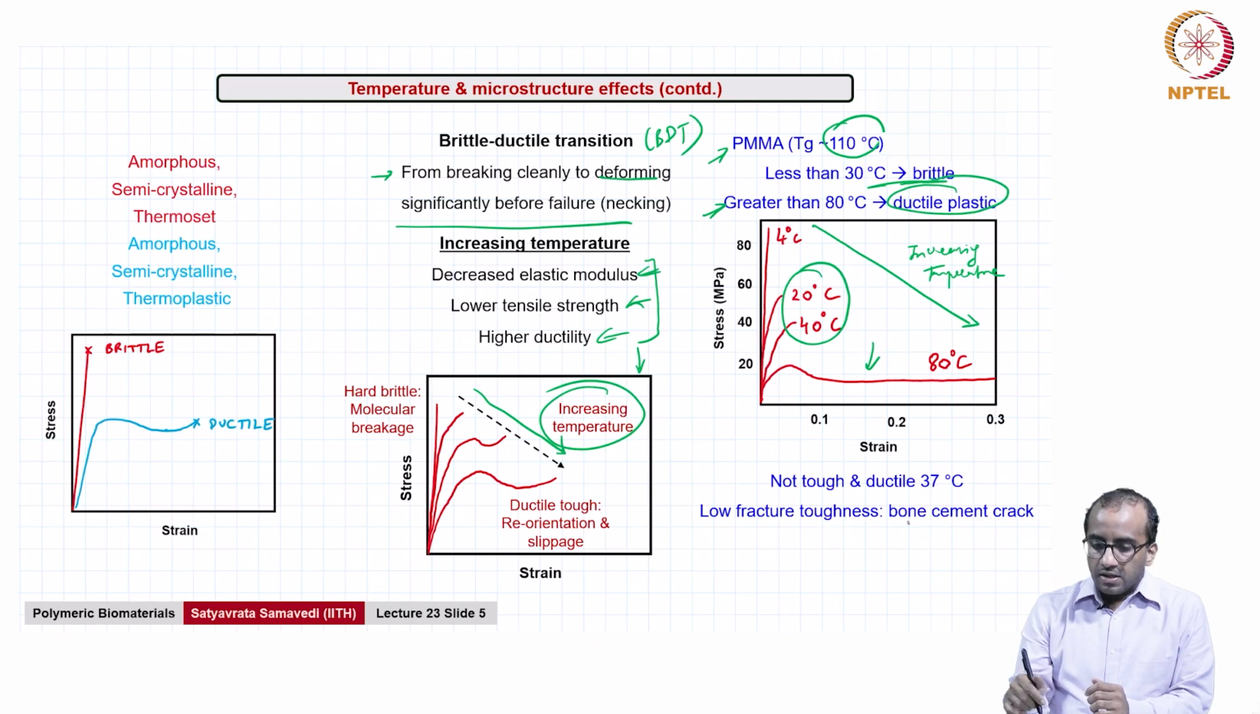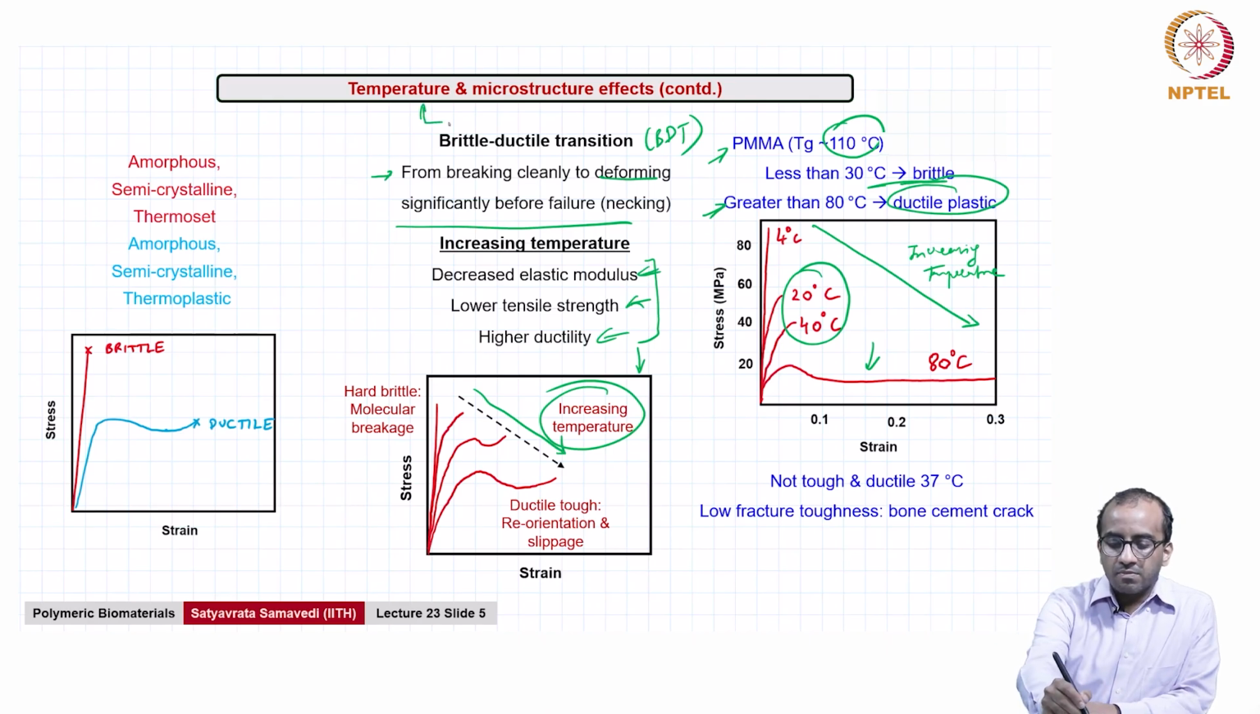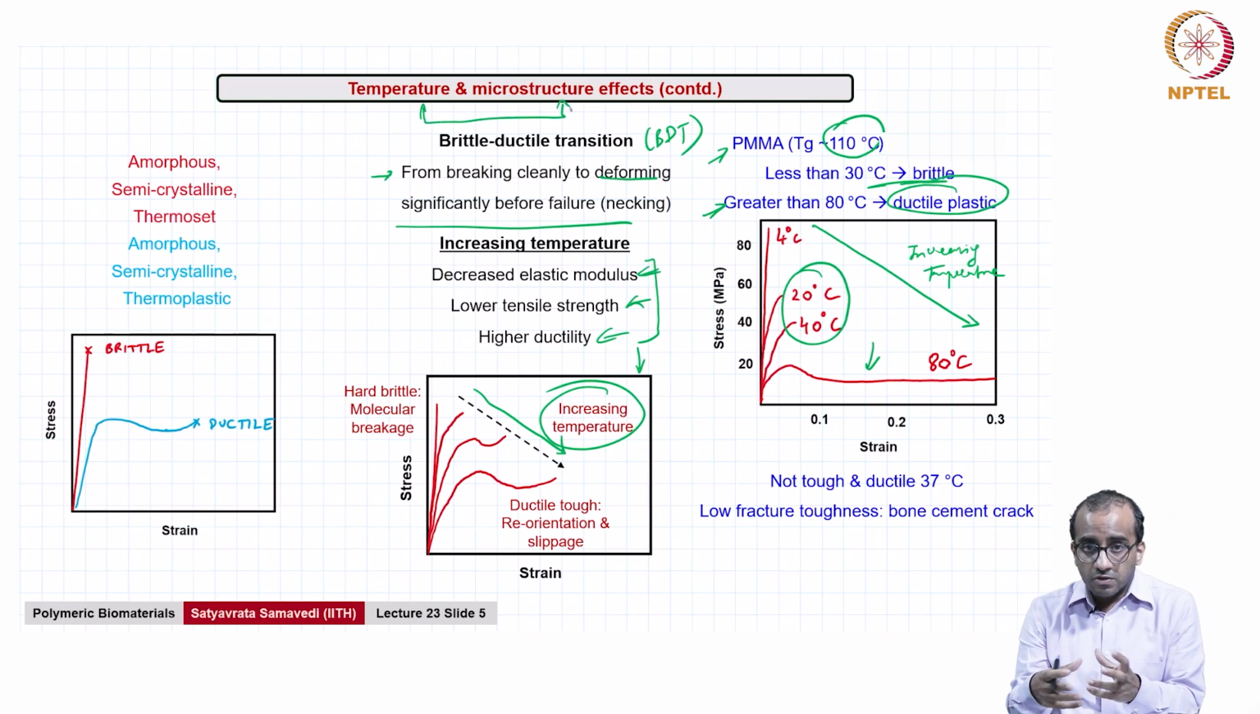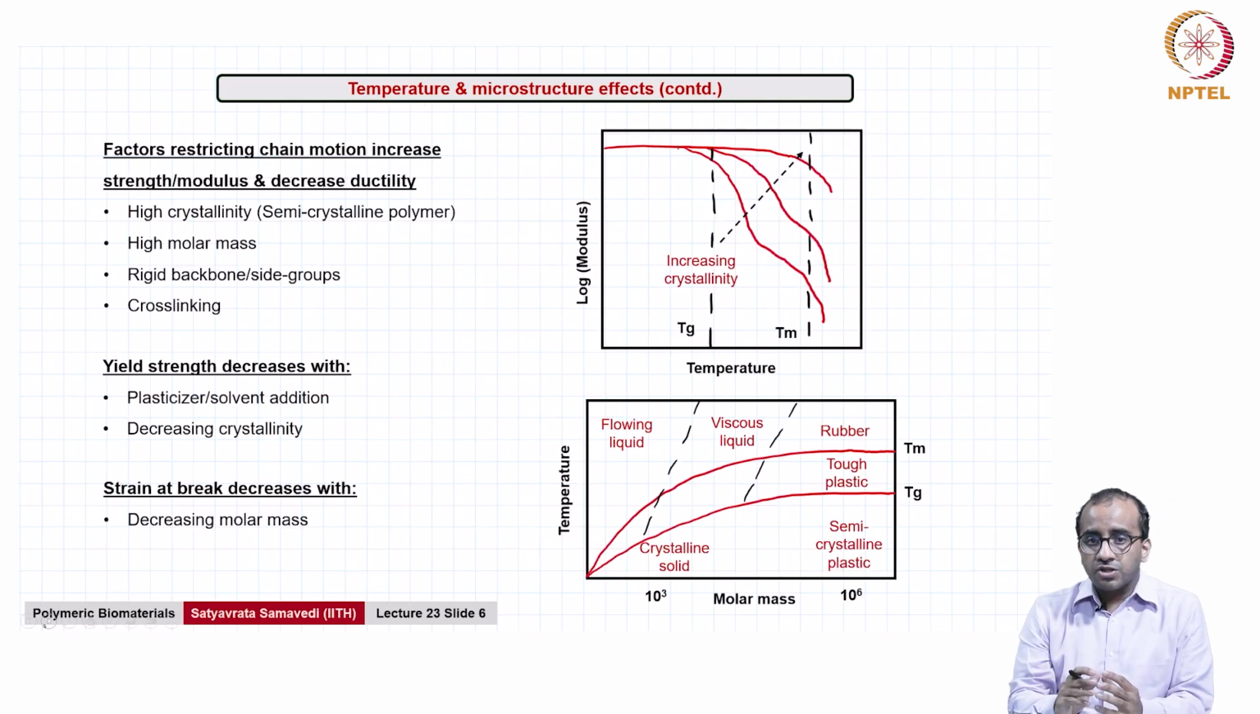So, now that we have seen the effects of temperature vis-a-vis the Tg, we saw that around the Tg is where you start to see that brittle to ductile transition, and that has to be related to the microstructure. So, that is why we are looking at temperature and microstructural effects together. You can't decouple them because one is related to the other. So, now that we have seen how this transition occurs, we will next explore the role of microstructure a bit more, but again contextualizing it to temperature.